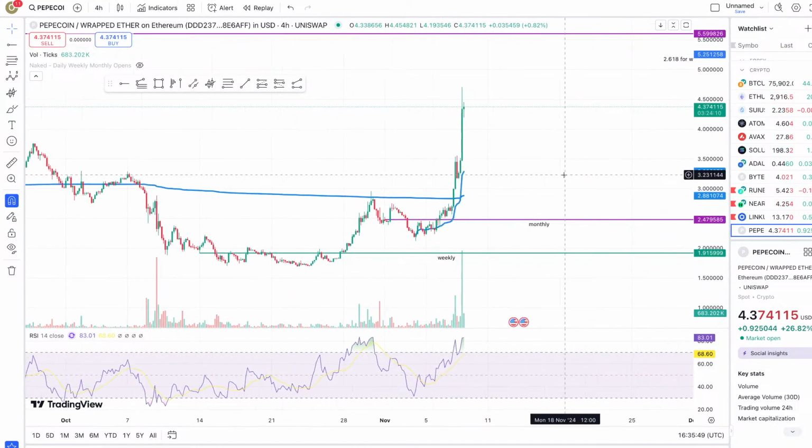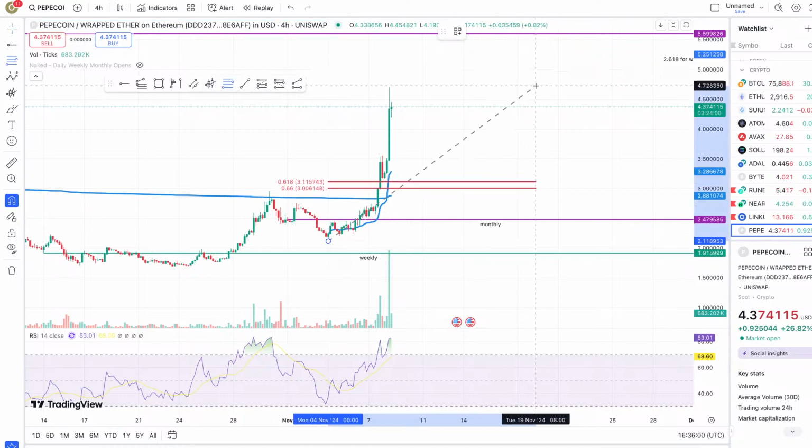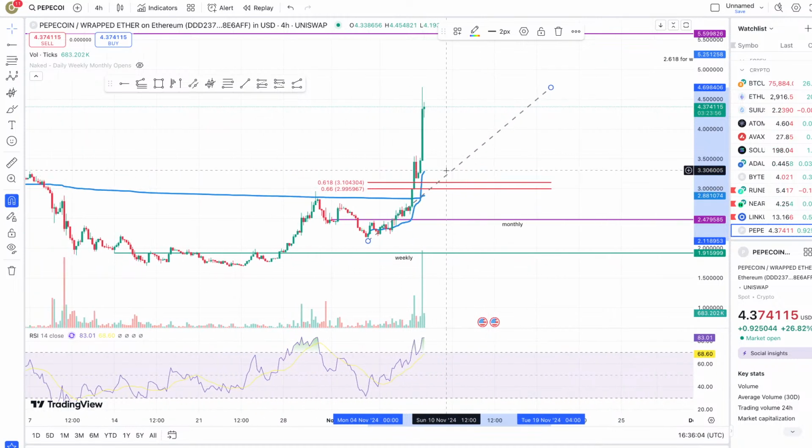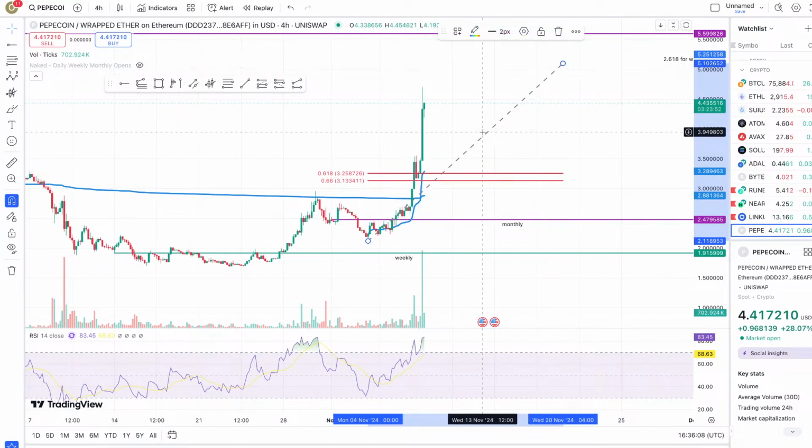The problem is this is assuming it doesn't pump more, right? Let's say it pumps more and it goes up to like right here or something. That would be incredible to see it come down and touch this. And if the VWAP or anchored VWAP comes and goes there, that'd be nice.